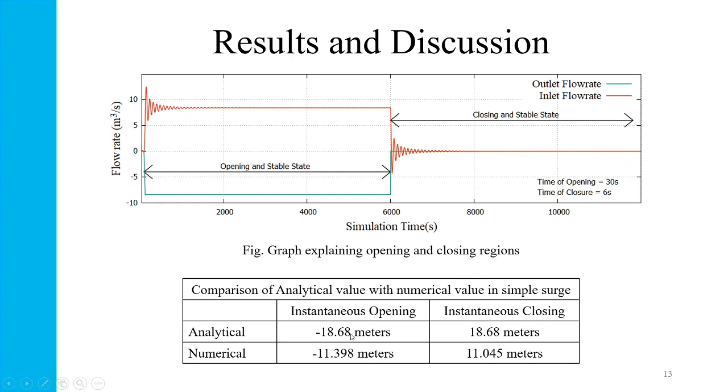The results of the simulation gave maximum downsurge height of 11.398 meters during opening and maximum upsurge height of 11.045 meters during closing. These values are less than the analytically calculated upsurge and downsurge height values, as required. After that, time of opening was increased to 30 seconds and time of closing was increased to 6 seconds and results were observed and compared.